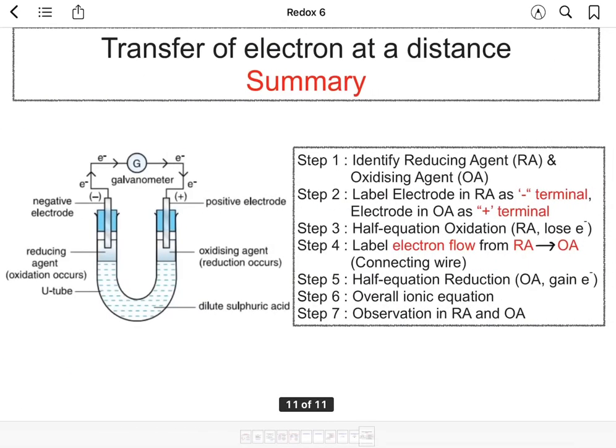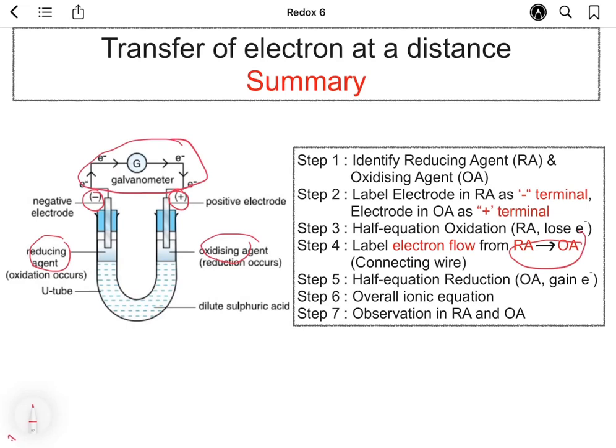So to summarize what we learned today, step 1, we identify the reducing agent and the oxidizing agent, and the electrode dipped inside the reducing agent is the negative terminal, and the electrode dipped in oxidizing agent is the positive terminal, and the electron will flow through the external circuit from reducing agent to oxidizing agent. And then the electron will be accepted by oxidizing agent, which undergoes reduction by gaining the electron. So that is the end of our lecture today.